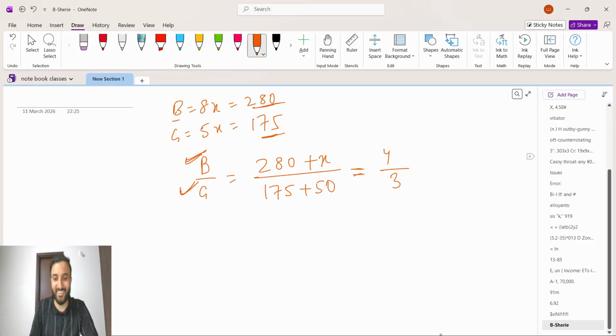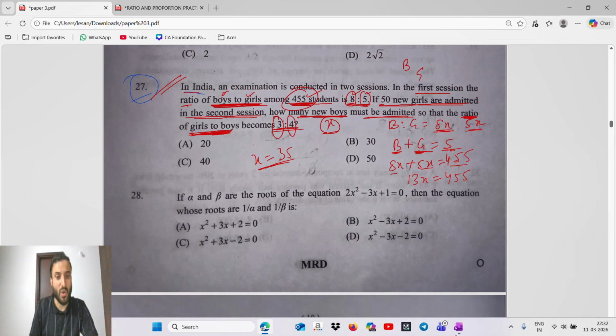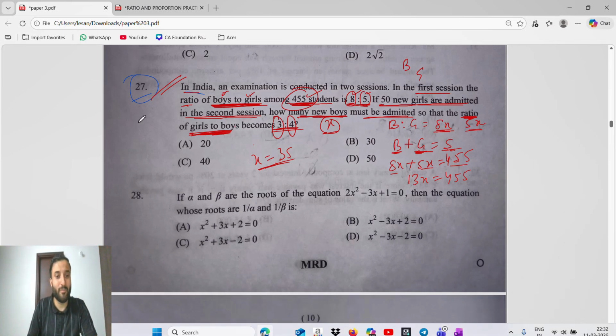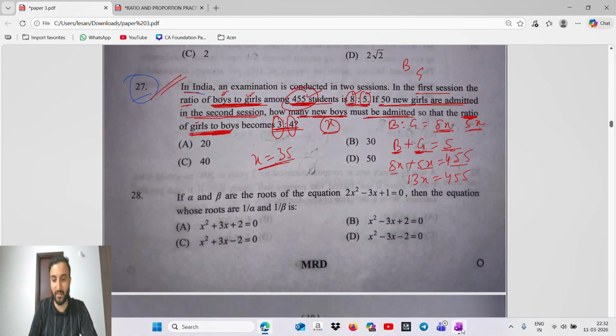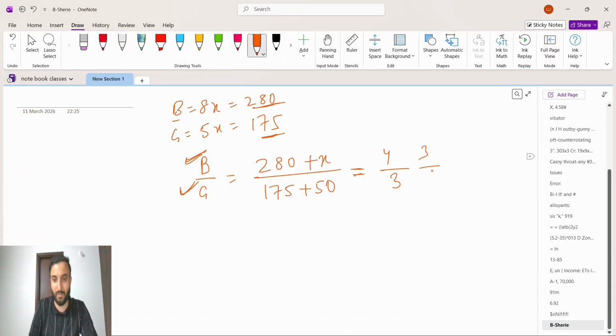Hold your breath. Many of you will think to take boys to girls as 3:4, and finish. But a mistake will happen. They have given girls to boys as 3:4. Girls is 3, boys is 4.